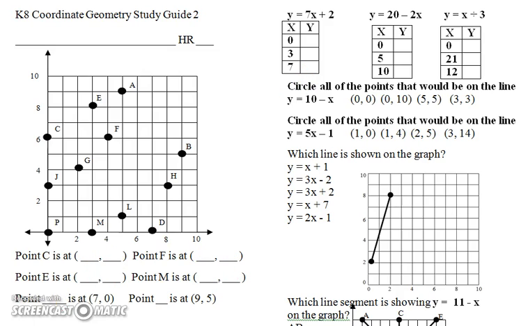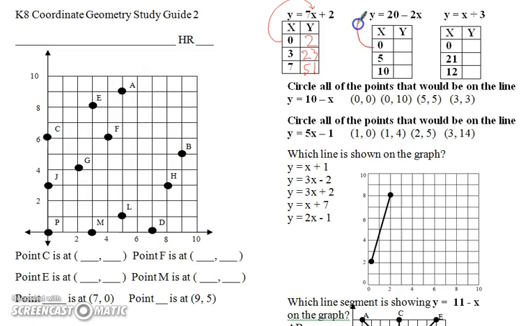Let's go to the part up here. Y equals 7x plus 2. So I just take my x and I put it in right there. So that means 7 times 0, which is 0, plus 2 is 2. Put my 3 in. 3 times 7 is 21, plus 2 is 23. Put a 7 in. 7 times 7 is 49, plus 2 is 51.